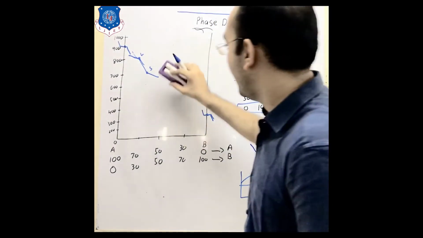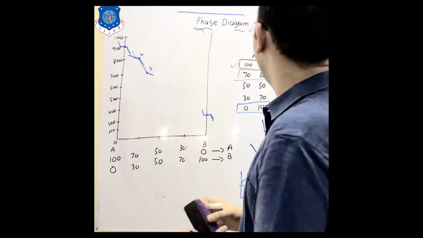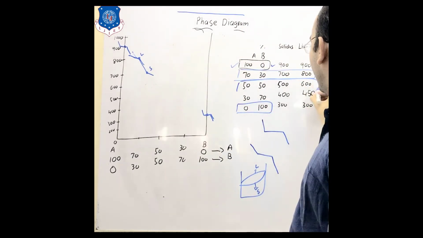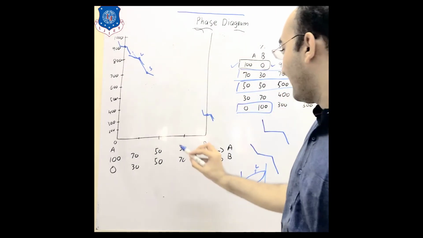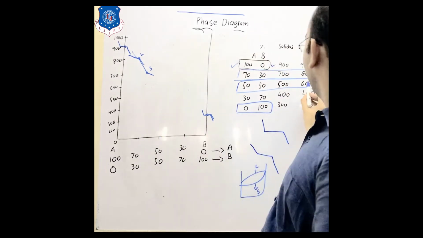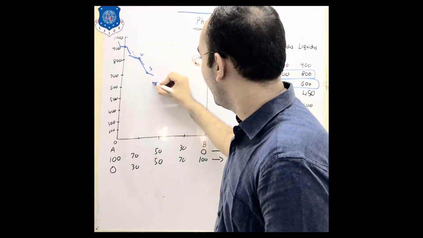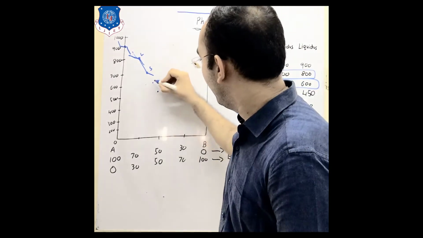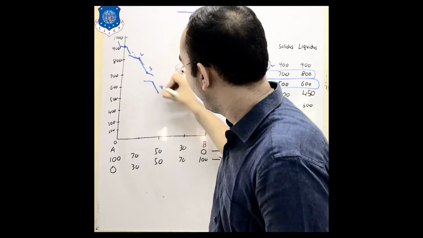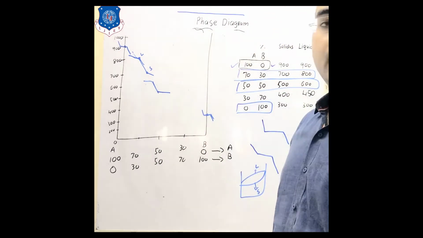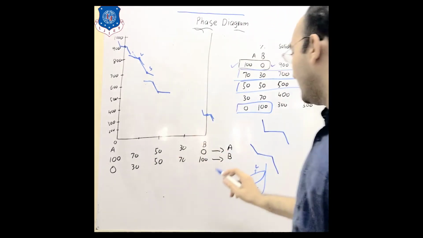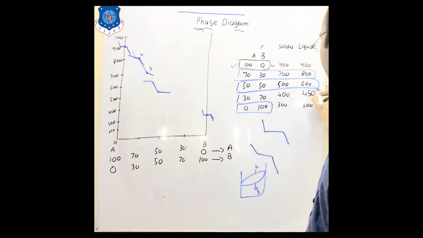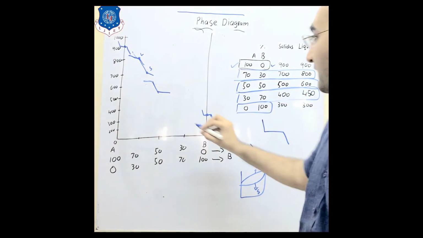After that, let us make it short because we will be going further. What about 50-50? That is 500 to 600 required. For 50-50, what is the liquidus? That is 600. What will be your solidus point? That is 500. So over here, this will be the line, liquidus and solidus. After that, once again go for 30-70, that is 400 and 450.